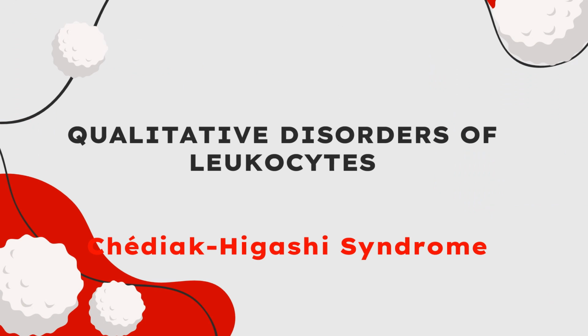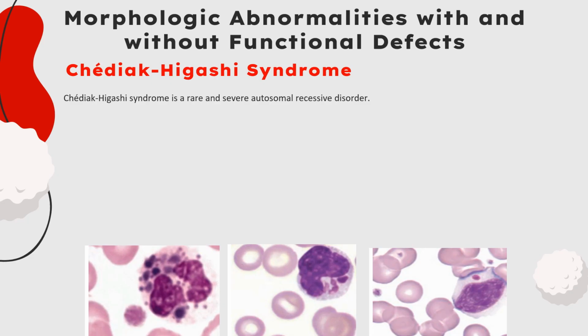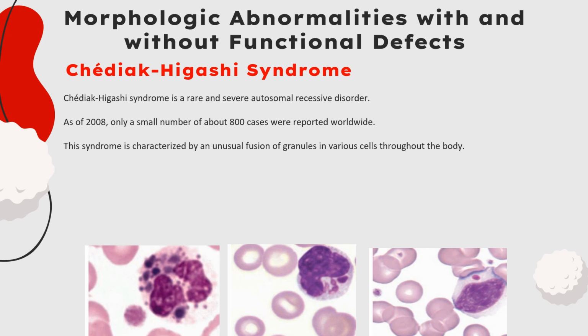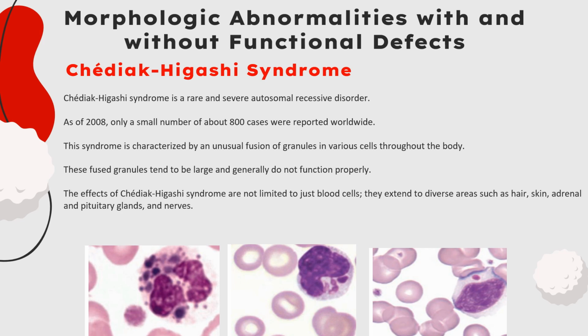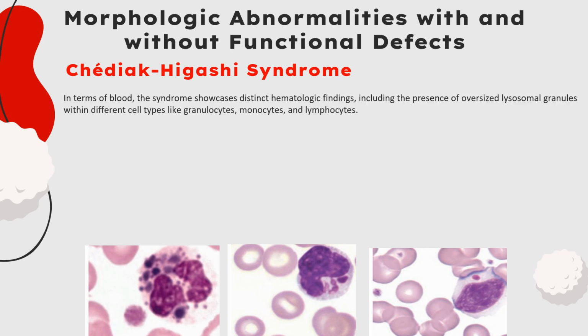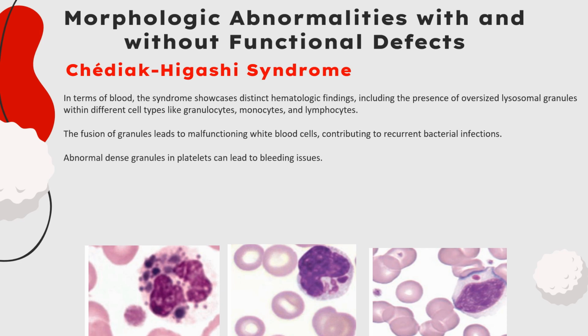Moving on to Chediak-Higashi syndrome, a rare and severe autosomal recessive disorder. This syndrome involves an unusual fusion of granules in various cells throughout the body. These fused granules tend to be large and generally don't function properly. The effects of Chediak-Higashi syndrome extend beyond blood cells, they impact diverse areas like hair, skin, glands, and nerves. Hematologic findings include oversized lysosomal granules within granulocytes, monocytes, and lymphocytes. The fusion of granules leads to malfunctioning white blood cells, contributing to recurrent infections. Abnormal dense granules in platelets can lead to bleeding issues.